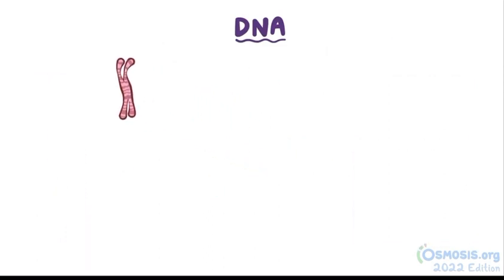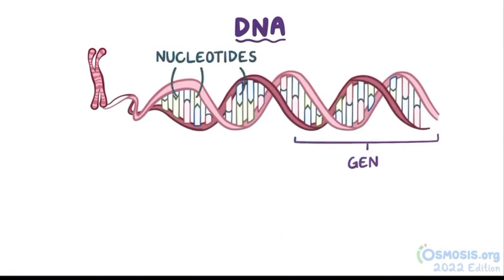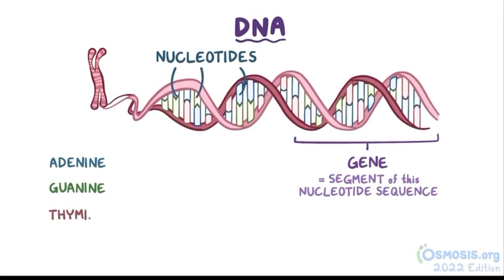Now, on the molecular level, DNA is made up of two strands of nucleotides, so each gene is just a segment of this nucleotide sequence. There are 4 types of nucleotides: adenine, guanine, thymine, and cytosine, or A, G, T, and C.